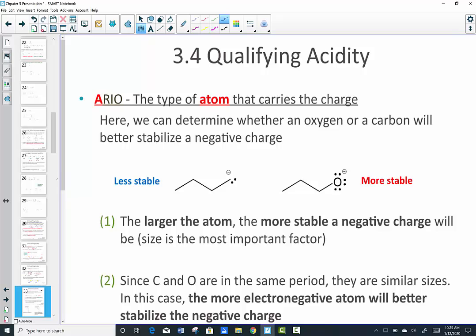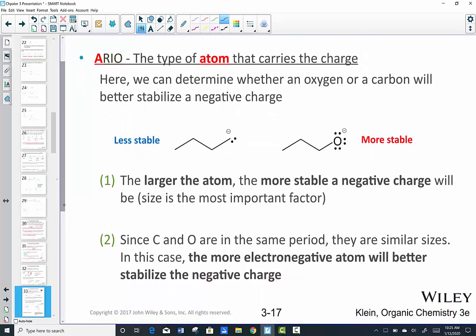And so really we have 2 periodic trends to consider. When we want to determine whether oxygen or carbon will be a better atom at stabilization, ask yourself 2 questions. And it depends on if the periodic trend is in the same row or is the periodic trend in the same column. So number 1 says, when I want to look at 2 atoms, this is carbon versus oxygen, the larger the atom, the more stable a negative charge will become. That's the most important factor.